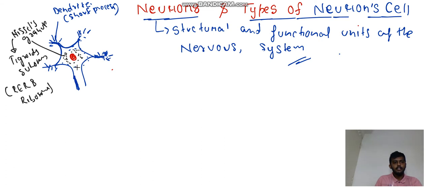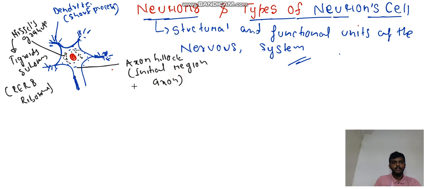Now this is the region of the axon hillock. In the axon hillock there are no Nissl's granules. And after that, we can say this is the initial region or starting part of the axon. Here from now, the axon will start.